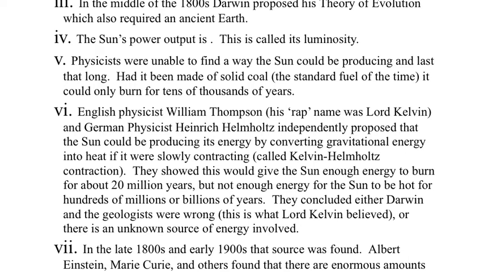So the sun's power output, we've talked about this before, is called its luminosity. The sun puts out 4 times 10 to the 26 watts. That's joules every second. And so that energy has to come from somewhere, and that's what these guys were looking for. So this English physicist named William Thomson, his rap name, I'm just making a little joke there, was Lord Kelvin. That's what they called him.